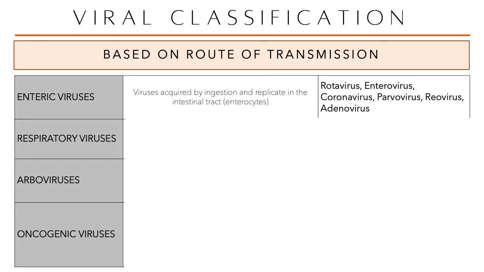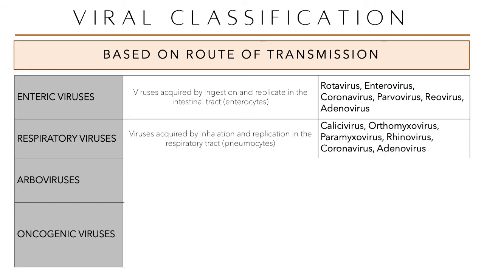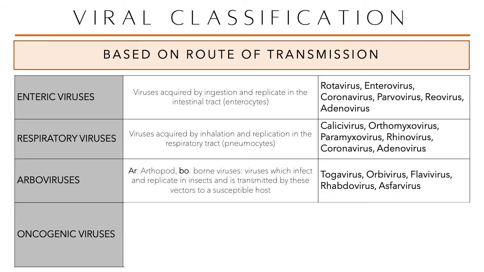Example would be enteric virus, which would be the viruses acquired by ingestion and replicate in the intestinal tract, specifically the enterocytes. Respiratory virus, which would be acquired by inhalation and they replicate in the pneumocytes. These are examples of the viruses. Arbovirus is named for being arthropod-borne viruses, diba? They infect and replicate in insects, and they are transmitted by these insects, which serve as vectors. Right?